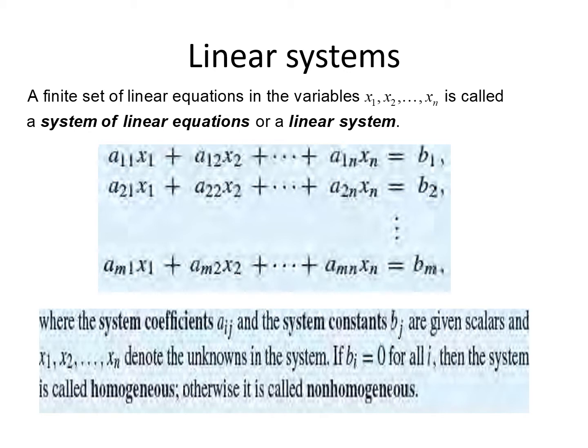where aij are the coefficients and bj are the constants. So x1, x2 up to xn denote the unknowns in the system. If bj equals 0 for all j, the system is called homogeneous. Otherwise, it is called non-homogeneous.